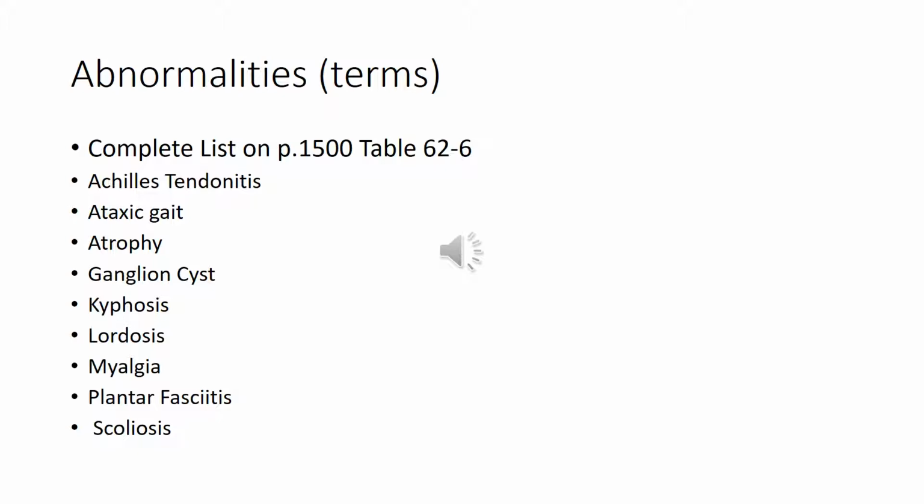Scoliosis is another one. There is a picture of scoliosis in your book on page 1498. And in your book, it does discuss how to assess for that. You can read that on your own. Basically, it's an S-shaped curvature of the thoracic and lumbar spine.